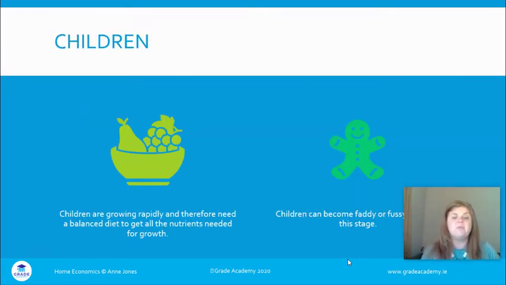Then if we move on and we look at children, again we know they are growing rapidly, and we look at a 1 year old and then we look at a 5 year old and what happens in those intervening years. So balanced diet, all the necessary nutrients are necessary for growth. Children can become fatty or fussy eaters at this particular stage. So that's why it's really important from a young age that they're introduced to a wide variety of food and that their palate is allowed to develop that way.